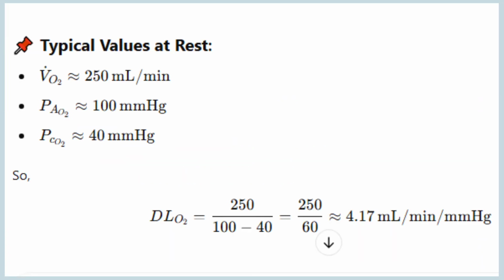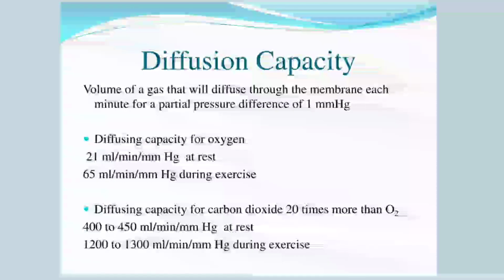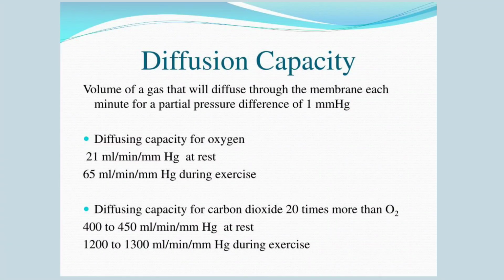Now the typical value, if we take it, is 250 divided by 100 minus 40. We know that the alveolar partial pressure is 100 and the pressure in the venous blood is 40. So it is 250 by 60, around 4.17 ml per minute per millimeter of mercury. But originally, the diffusing capacity of oxygen is not 4, it is 21 ml per minute per millimeter of mercury at rest. Okay, so why is this difference happening?